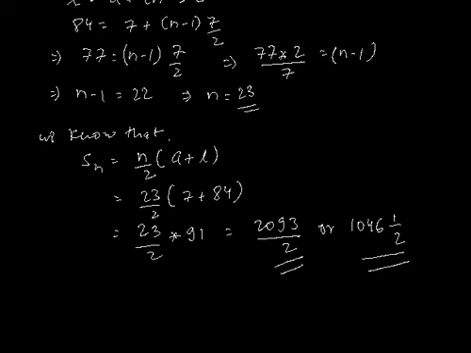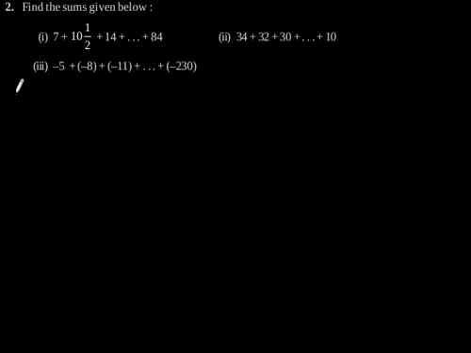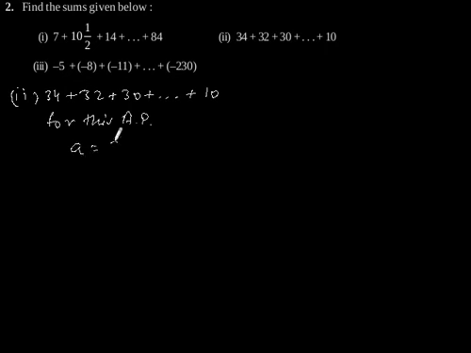Now the second part. Second is 34 plus 32 plus 30. The last term is 10. So for this arithmetic progression, A is equal to 34, D is equal to A2 minus A1, which gives 32 minus 34, which is equal to minus 2.